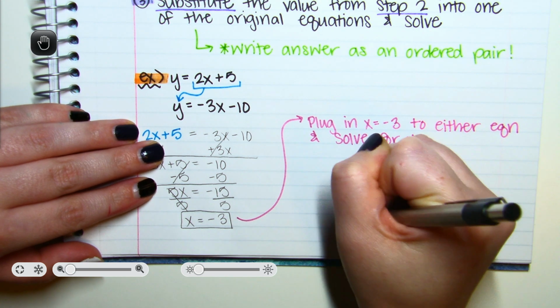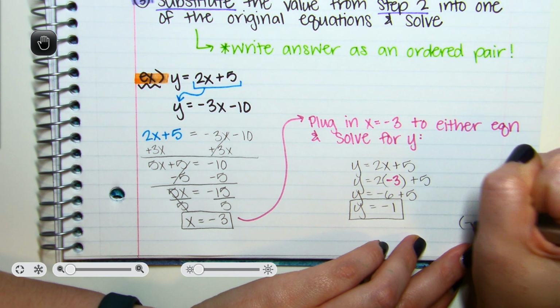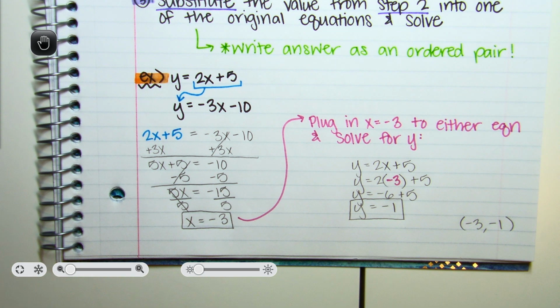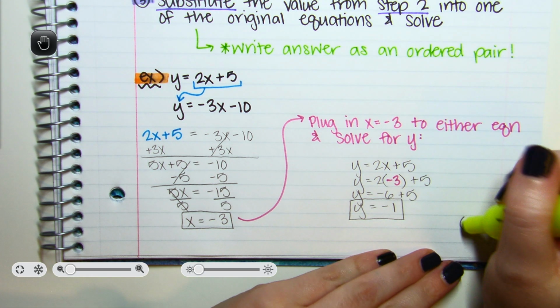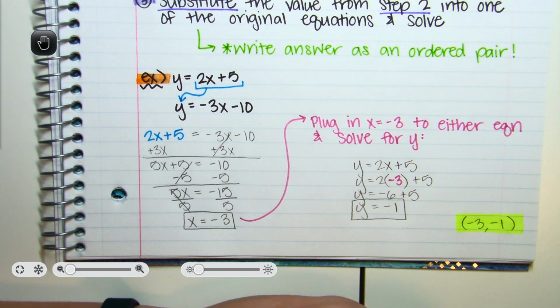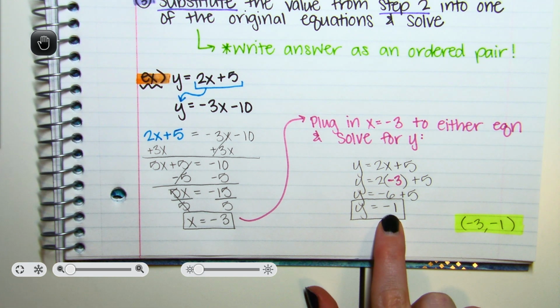Now that I have the x and the y value, I write my final answer as a coordinate point, which is negative 3, comma negative 1, x, comma y. If you had plugged in your x value to the second equation instead, you would have still gotten y equals -1.